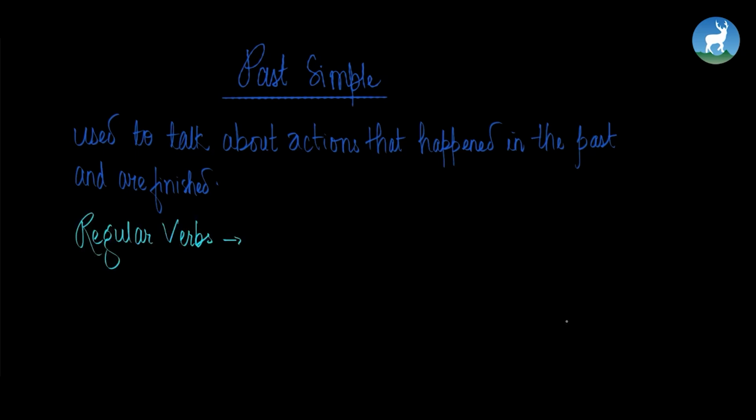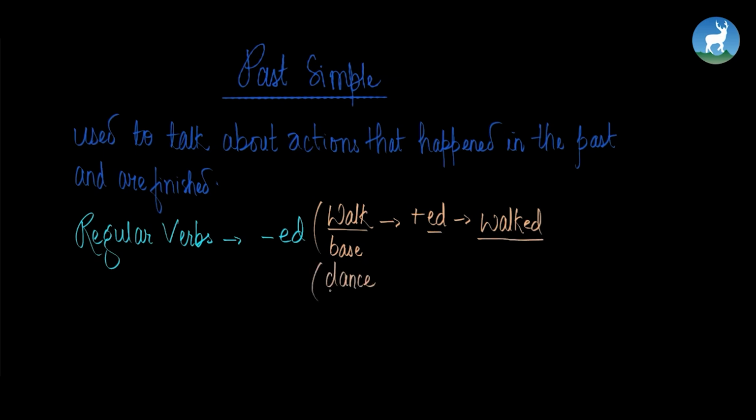Regular verbs in simple past tense are those verbs which end by adding ed to the base form of the verb. Let's take some examples. The verb walk is the base form of the verb, then we add ed to the base form and bring out a past tense form, walked. And when we add ed to the base form of the verb to make the past tense, then it's called a regular verb. Likewise, let's take one more example. For the base form of the verb dance, when we add ed, it becomes danced. So these are the regular verbs.